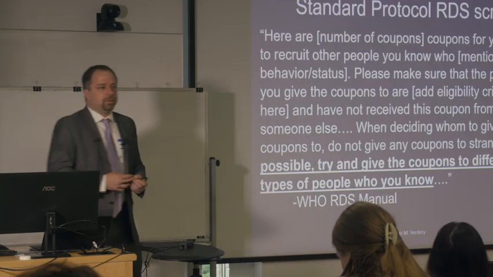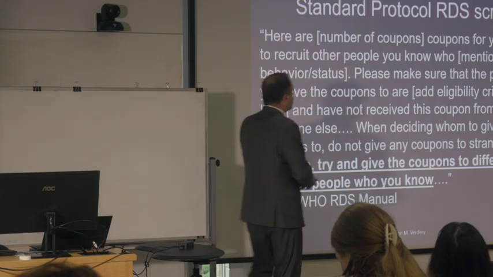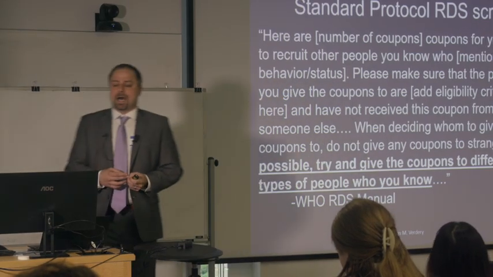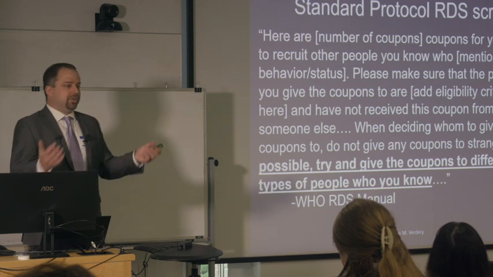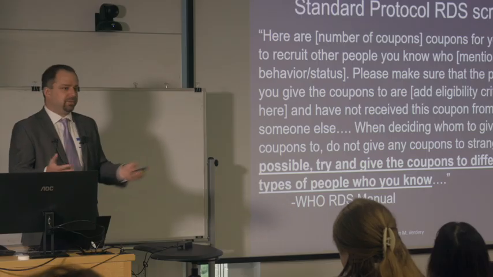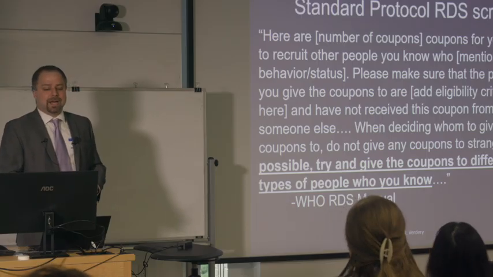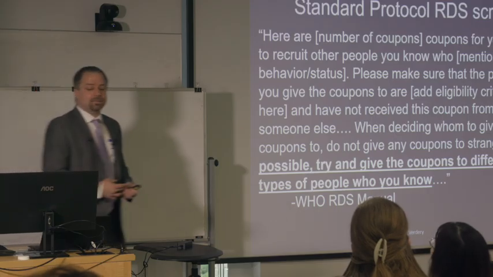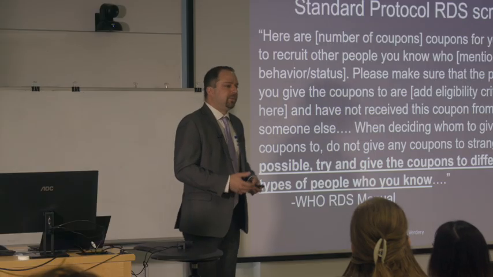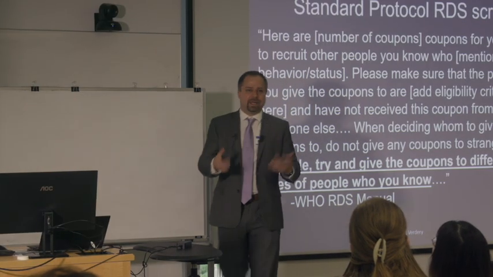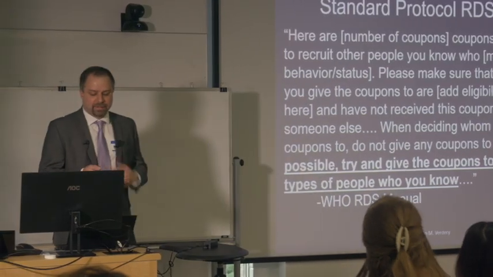RDS. So typically you give people a script when you give them a number of coupons, like here are 3 coupons for you to use to recruit others into the study who, say, are jazz musicians, right? Please make sure that the people you give coupons to are actually jazz musicians living in New Orleans or whatever. And they have not received a coupon from anybody else. When deciding who to give coupons to, don't give them to strangers. We want you to give them to friends. And if possible, try to give the coupons to different types of people you know. So this is not exactly the same as the random idea, but they're trying to enforce that in a behavioral sense.